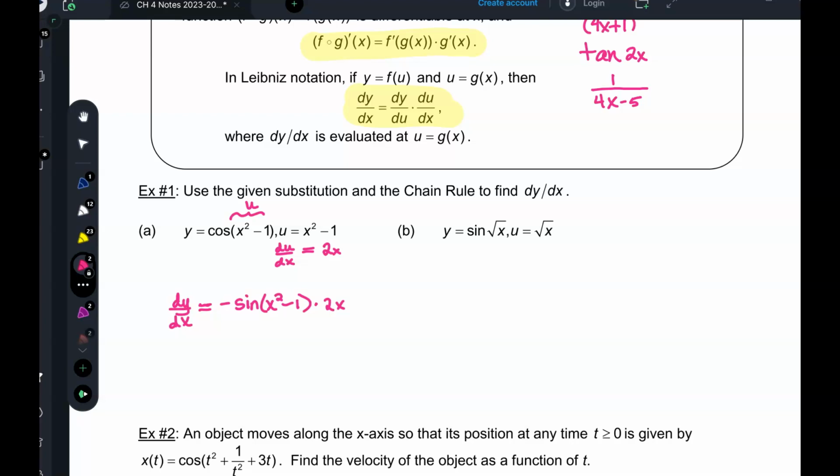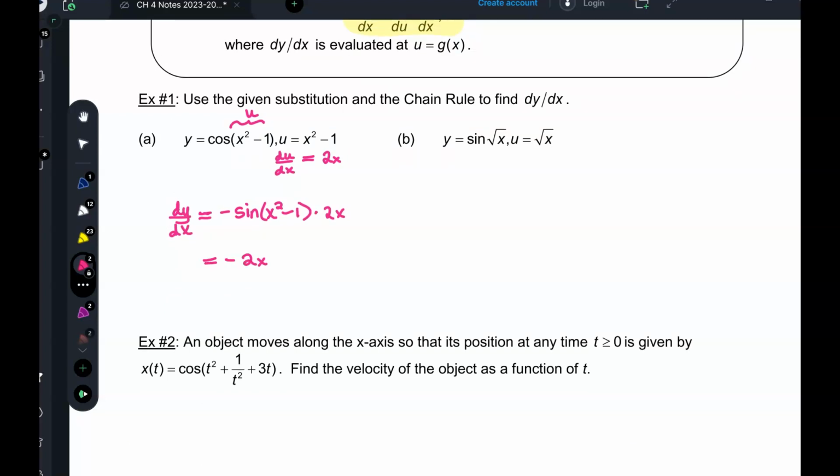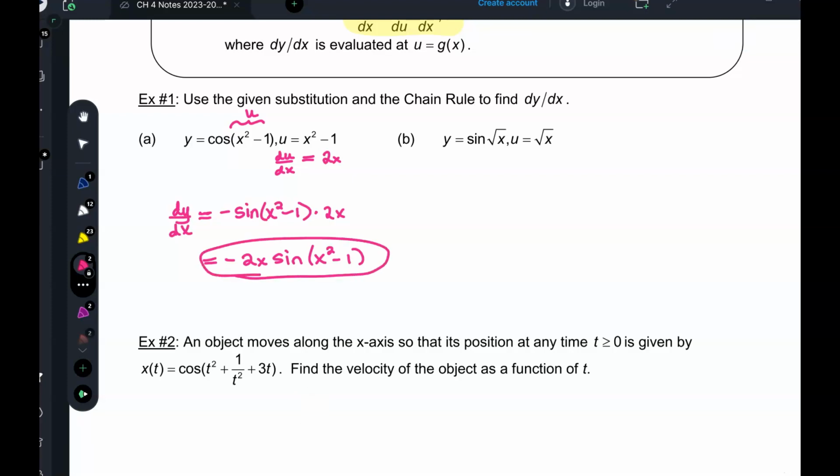Because it's not cosine times x squared minus 1, it's cosine of that whole thing. Now, one thing I just want to rewrite, I like to put the 2x in front because I don't want you to accidentally think that you're multiplying x squared minus 1 times 2x. Sometimes there's nothing we can do to simplify it, but that's what I would do in this case. I would just put that.